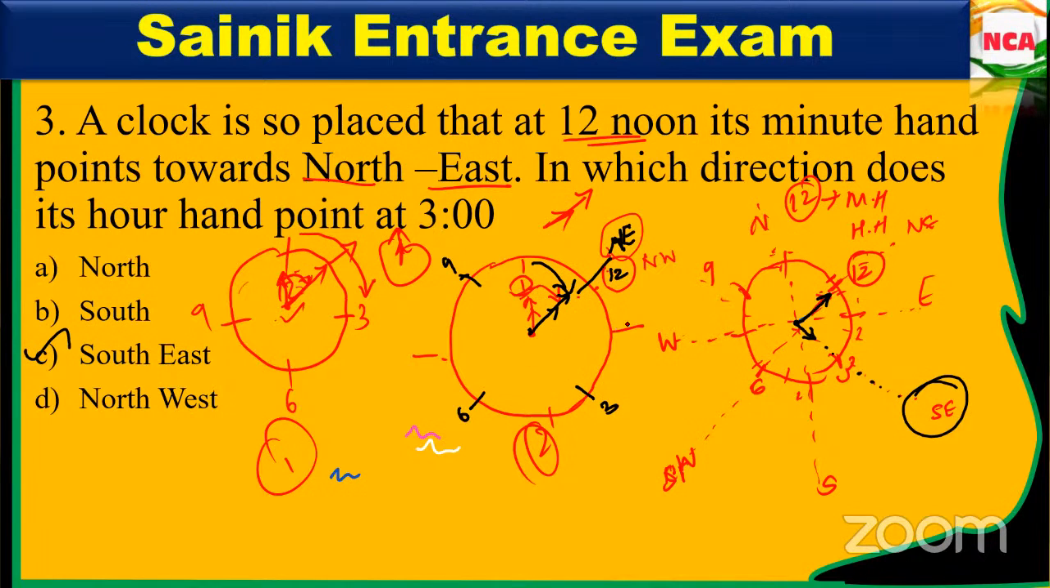How will you draw 3 o'clock? 3 o'clock, you draw the minute hand at 12 and the hour hand at 3, correct? How do we put 3 o'clock? The minute hand straight at 12 and straight to 3 you will be drawing the hour hand, right? Yes ma'am. They are asking in which direction the hour hand should point at 3 o'clock. So in which direction have we drawn the hour hand? Southeast. Yes, that's the answer, that's it. So it is pointing towards the southeast direction.